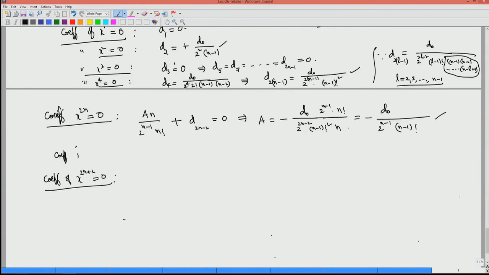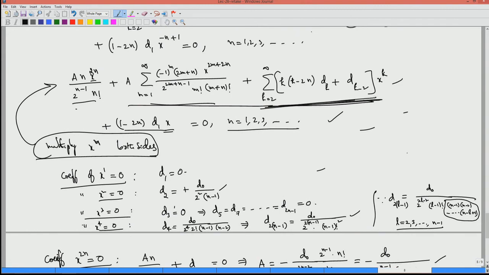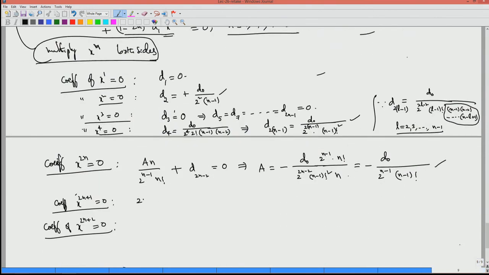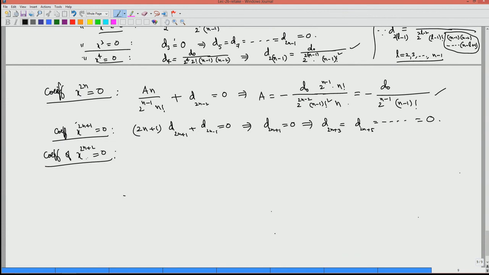So, the coefficient of x power 2n plus 1 equal to 0, first of all, from the last series, there is basically x equal to 2n minus 1. So, I will write directly: 2n plus 1 d 2n plus 1 plus d 2n minus 1 equal to 0, but we know that d 2n minus 1 is 0. So, that makes d 2n plus 1 equal to 0. This implies d 2n plus 3 and so on, everything is 0. So, d 2n plus 5, all that will be 0. That is why you will only look at x 2n plus 2, x 2n plus 4 and so on.